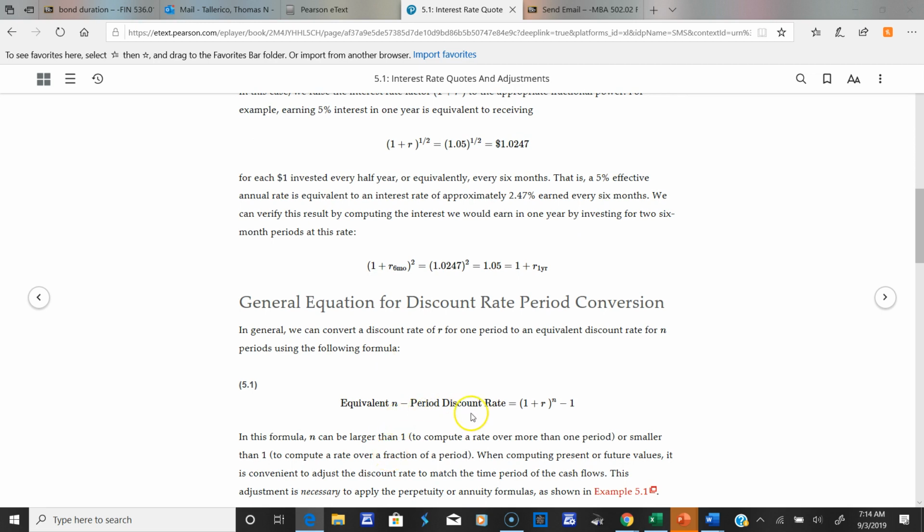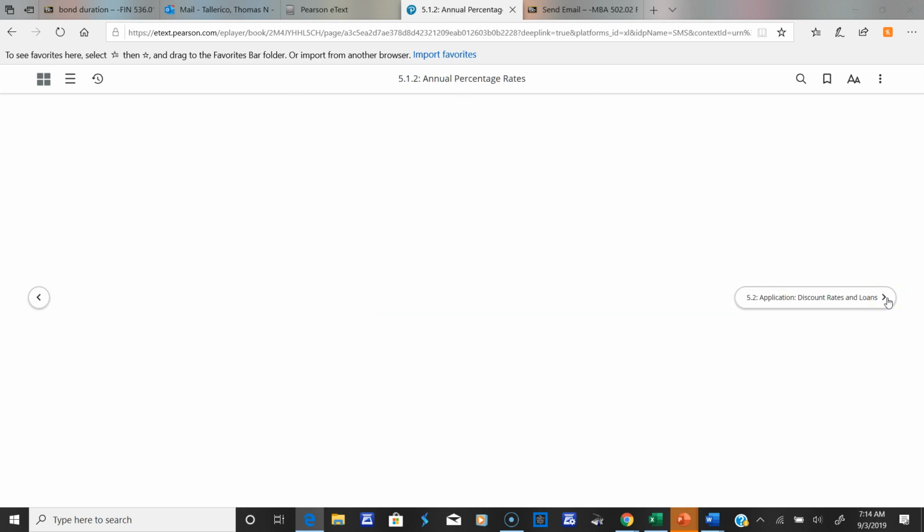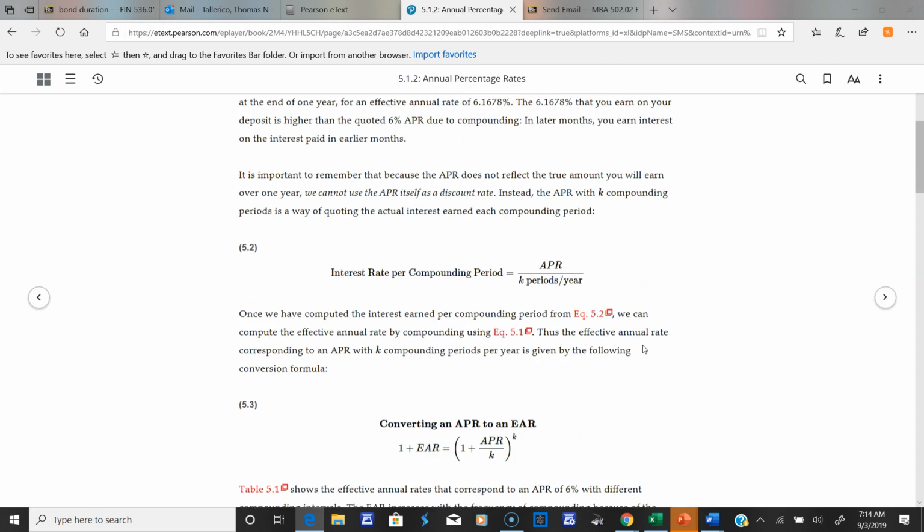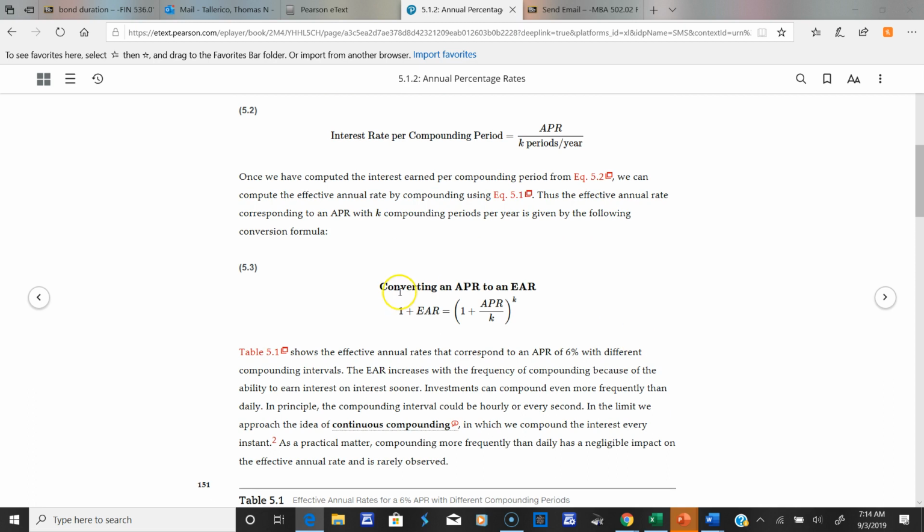All right, so here is the equivalent n-period discount rate. And we go back to 5.3, and you can see it's very similar. So the effective annual rate is equal to (1 plus APR over K) to the K power. So this will give you the effective rate once you're given the APR. This is a general equation.